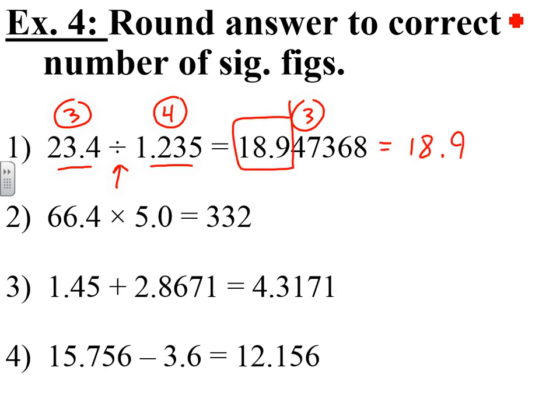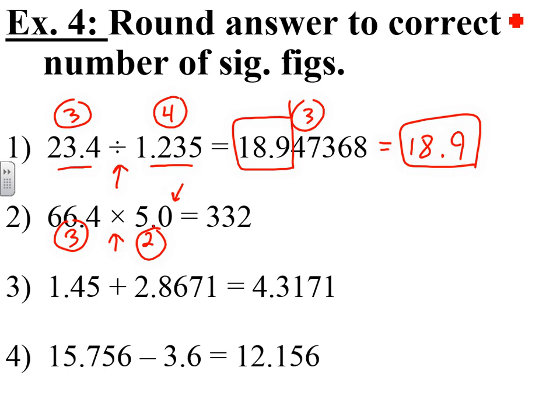Only 3 significant figures. When we're multiplying, same idea. We go by the least. Now, this number has 3. This number has 2. Remember, this 0 is significant because it's a final 0. It comes after a decimal, after a number. So our answer should have 2.